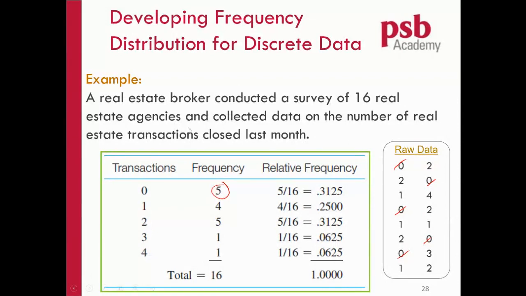Okay, right. So 5, if you want to find the relative frequency, that will give you 5 over 16. And you get this. So if you want to know what percent of the agents did not do any transaction, no transaction has been transacted, it will be about 31.25%. Okay, same thing for the rest. And this is called relative frequency.